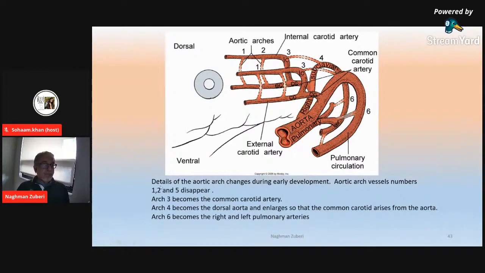Now, what is going to happen? The aortic arch changes start occurring. Aortic arch vessels number 1, number 2, and number 5, they disappear. Arch number 3 becomes the common carotid artery. Arch 4 becomes the arch of the aorta and enlarges so that the common carotid arises from the aorta. And arch number 6 becomes the right and left pulmonary arteries.